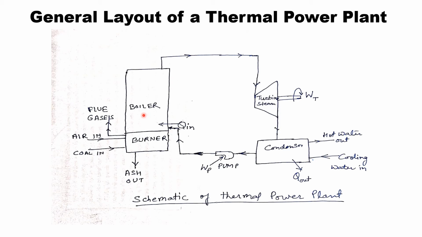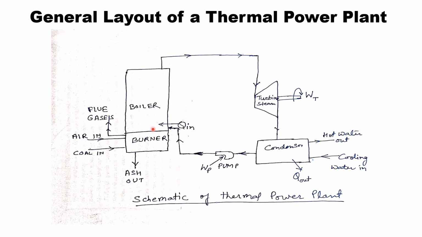We generate steam in boiler, we then expand this high temperature high pressure steam in steam turbine to get the work done, and then we send this steam in the condenser, and the condensed water is then again sent back to the boiler. So this is our general working of our thermal power plant cycle.